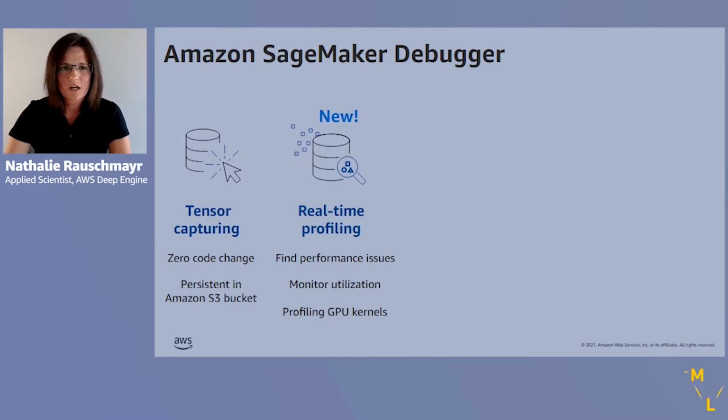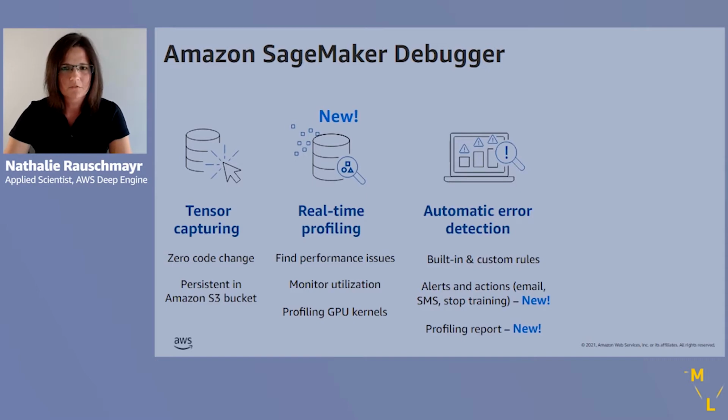We have added a new capability to SageMaker Debugger that supports real-time profiling. This feature is useful to find hardware resource underutilization. You can monitor system metrics such as utilization per CPU, GPU, network, memory, and I/O, as well as profile the kernels running on the GPU.